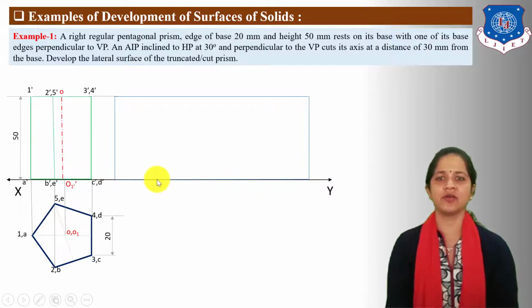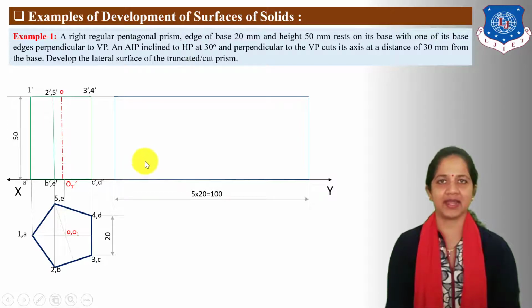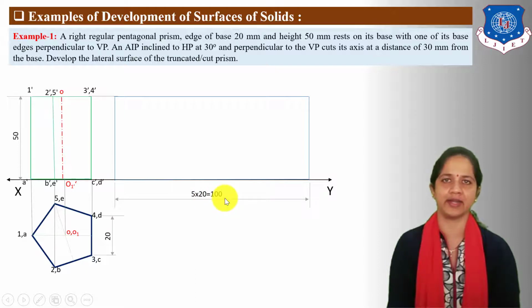Take the length of the rectangle equal to 5 into 20 is equal to 100 mm, because a pentagonal prism is given, and any prism has rectangular faces, and the length of each rectangular face is equal to the side length of the base edges. Here the side length of the base edges is given as 20 mm. So the total length of the rectangle is 5 into 20 is equal to 100 mm.